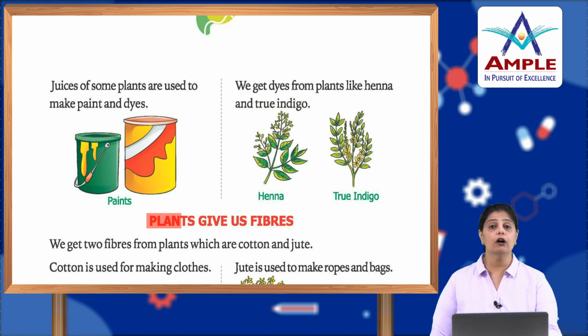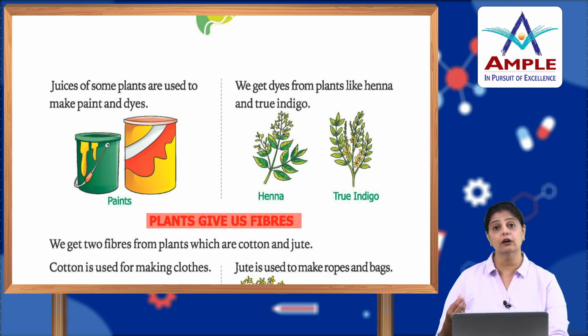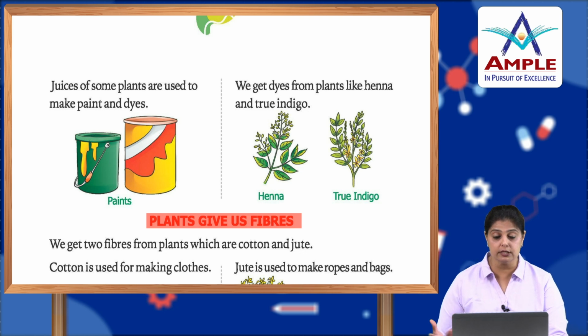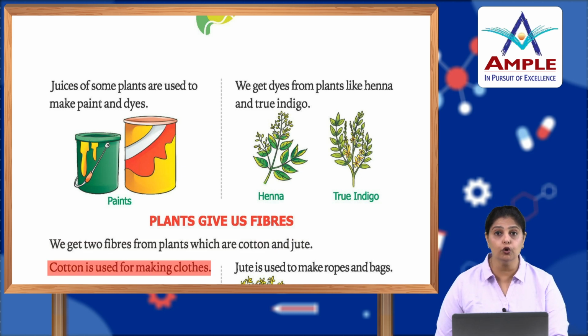Now let's talk about how plants give us fiber. Now what are these fibers? These are fibers, which means they are used to make clothes. We get two fibers from plants, which are cotton and jute. Now cotton is used for making clothes. Like the summer clothes that we wear are made of cotton. There is a cotton tree from where the cotton is obtained.